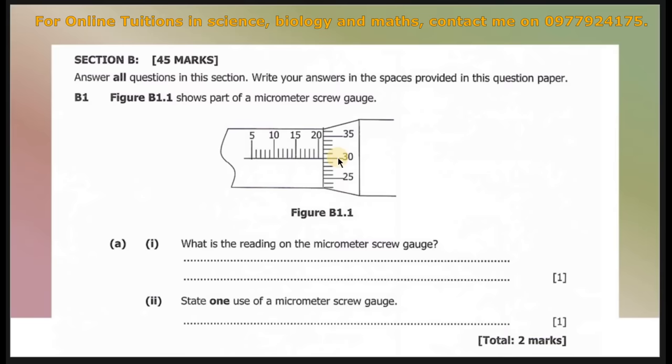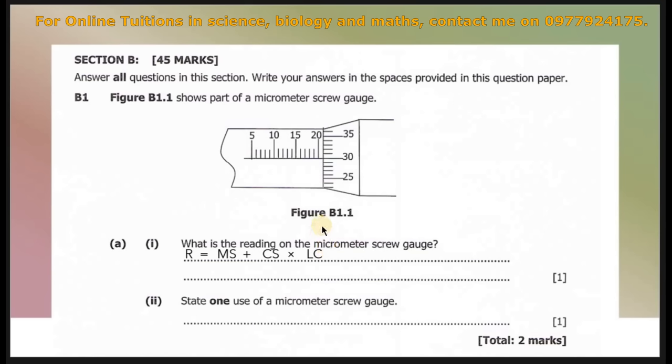So now we are saying, what is the reading on the micrometer screw gauge here? So the formula for reading is this. Reading is equal to main scale plus circular scale times least count. So what is least count? The smallest size or dimension an instrument can measure.